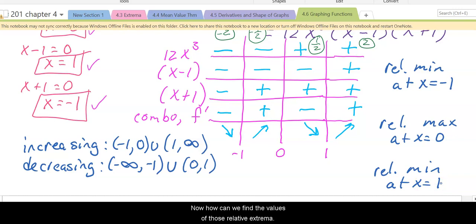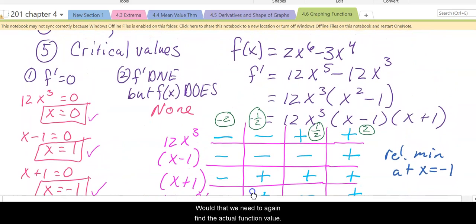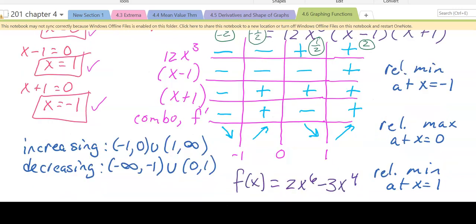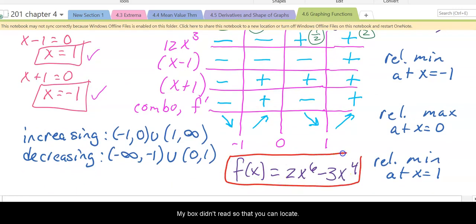Now, how can we find the values of those relative extrema? For that, we need to again find the actual function value. Let's copy it again and move it down so we can see it at the same time. I have reproduced the function down here for you to see. I've boxed it in red so that you can locate it.